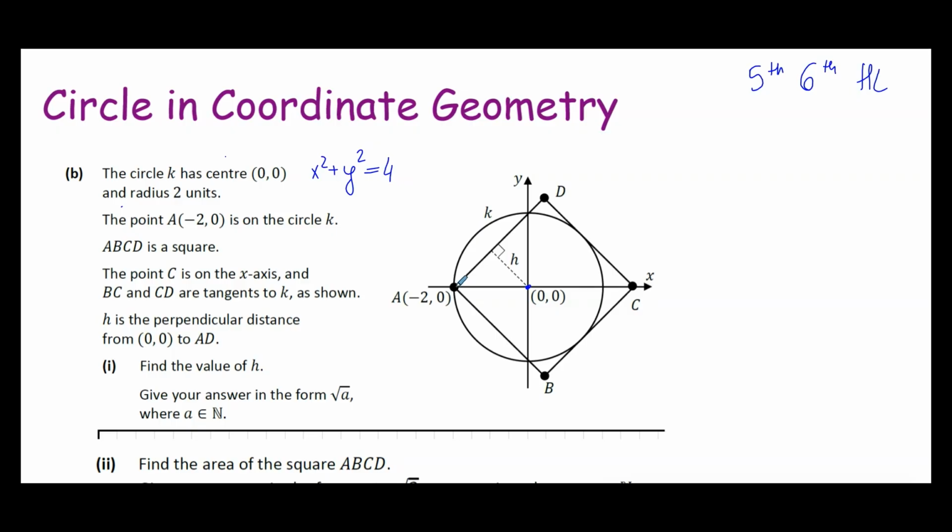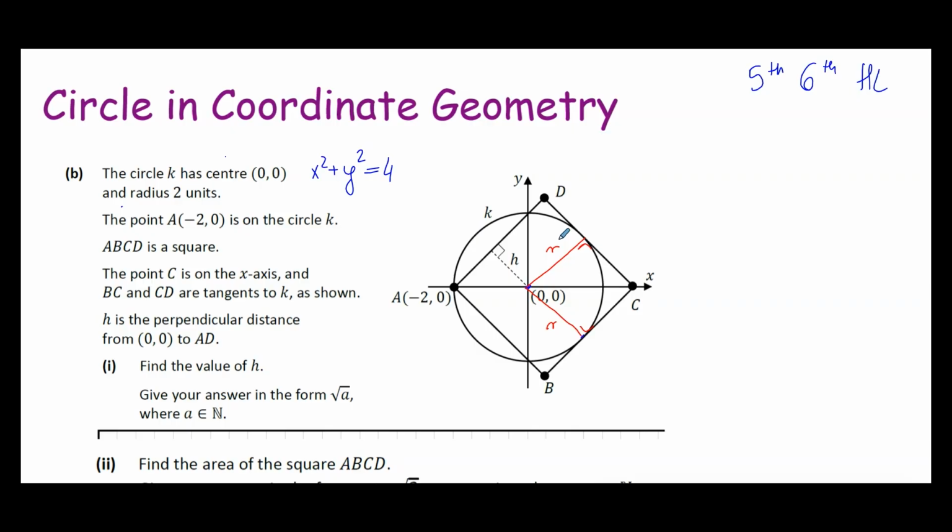Then we have point A is on the circle, we have the coordinates, and then we have a square. That square is not exactly surrounding the circle. It's a little bit off. And then we have that the point C is on the x-axis. We can see that being a tangent. So when there is a tangent, what do we know? From the center to that tangent, we have the right angle because that's the radius. And that's the radius as well.